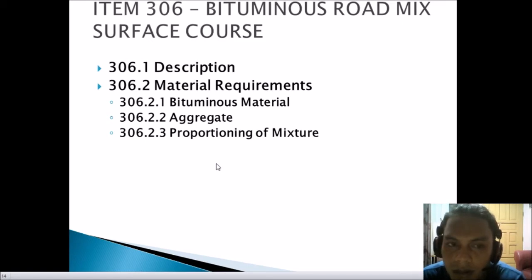So next is 306.2.2, which is the aggregates. The aggregate shall conform to applicable requirements of item 703, aggregates. It will be tested for acceptance immediately preceding addition of bituminous material to the mix.